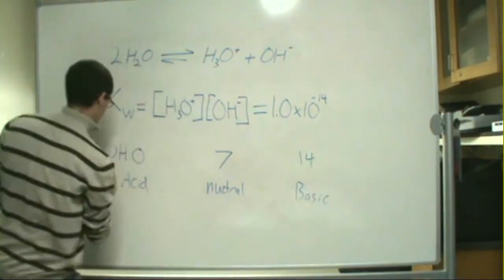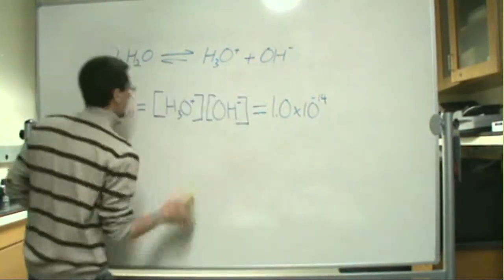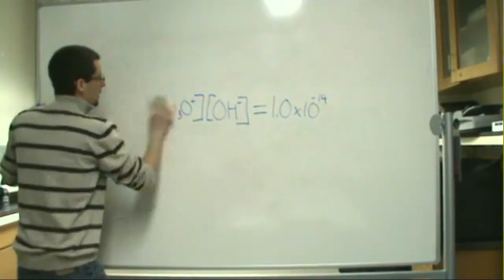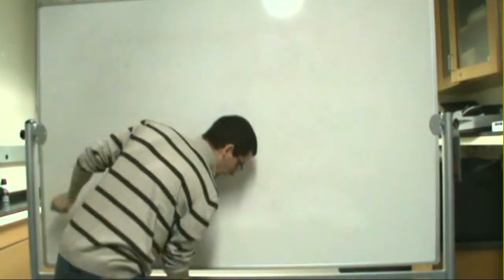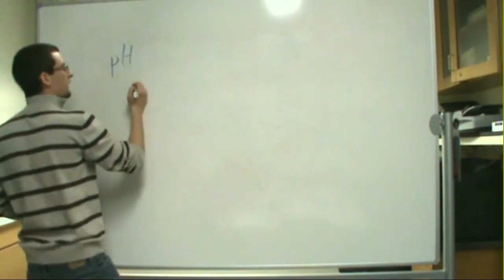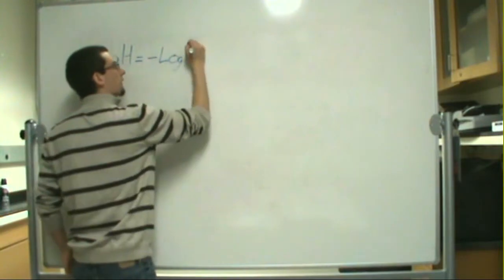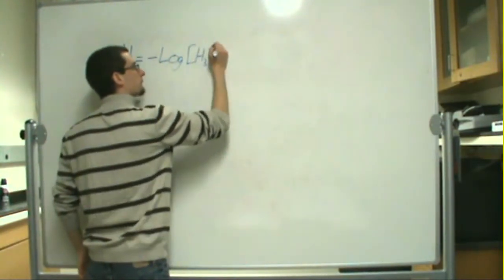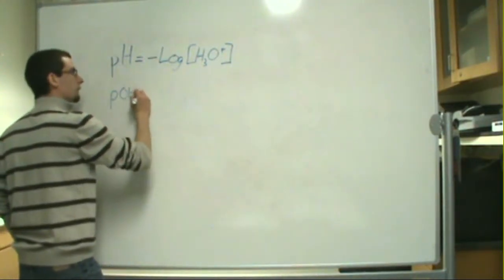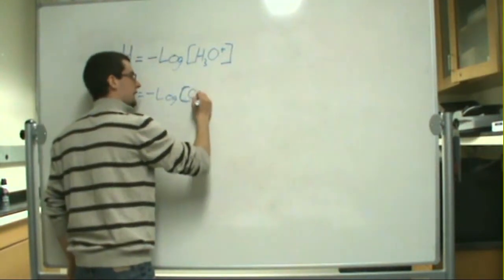We often look at pH and pOH. So what is the definition of pH and pOH? All you do is take the negative log of whatever species you're looking at. In the case of pH, we take the negative log of our hydronium ion concentration. If we're looking at pOH, we take the negative log of our hydroxide anion concentration.